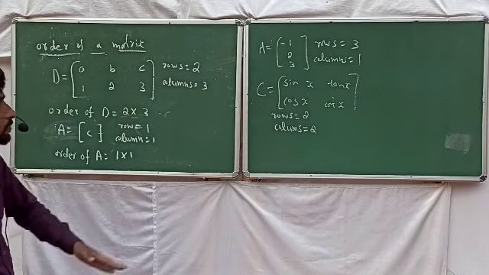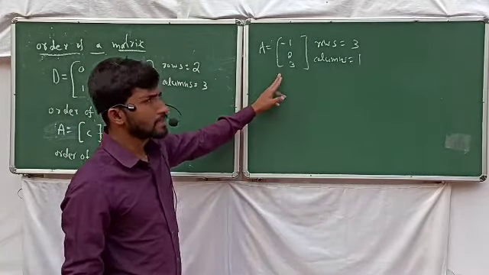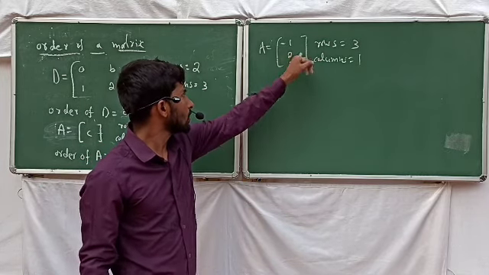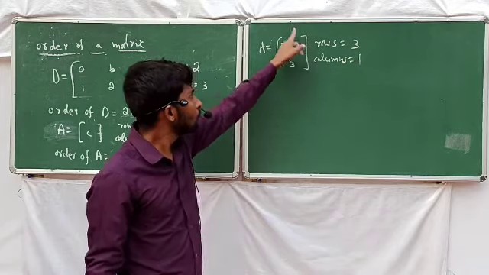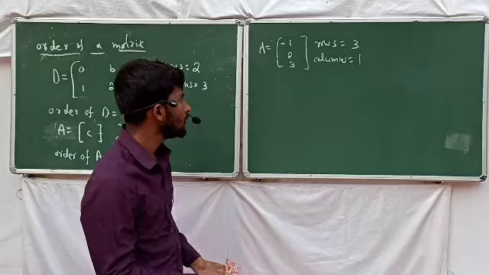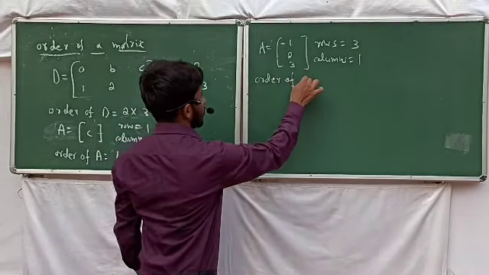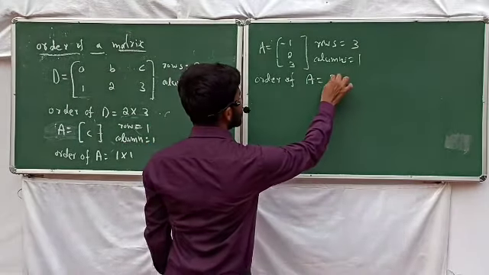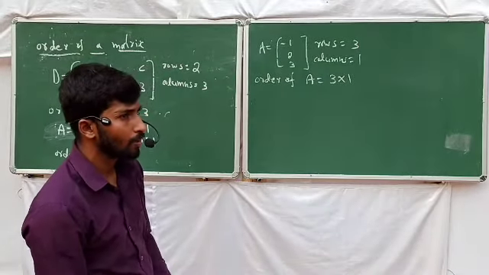Okay. Now come to this example. Again matrix A is there. Matrix A equal to minus 1, 2, 3. Number of rows, horizontal lines. You can see 3 horizontal lines. Therefore rows is equal to 3. Only one vertical line. Therefore columns is equal to 1. Okay. So order of the matrix A is equal to 3 by 1.